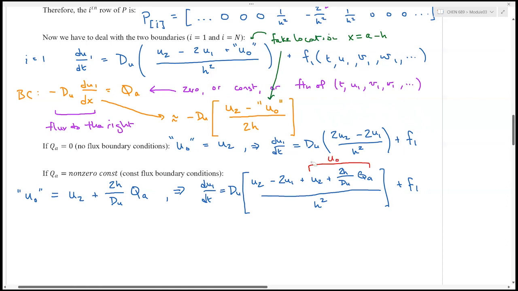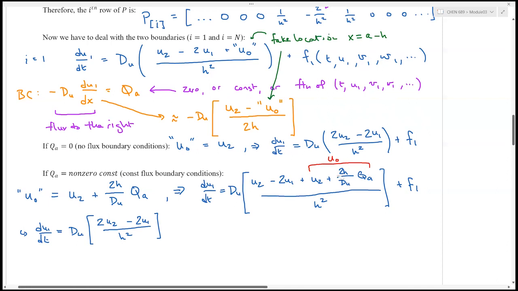So I just plugged in for u0 and we got these terms here. Okay, so now simplifying this, what you get is du1/dt is equal to our diffusivity times (2u2 minus 2u1) over h squared. So far what I've done is I've taken this second u2, I've combined it with the first one, just like we would do with no flux.